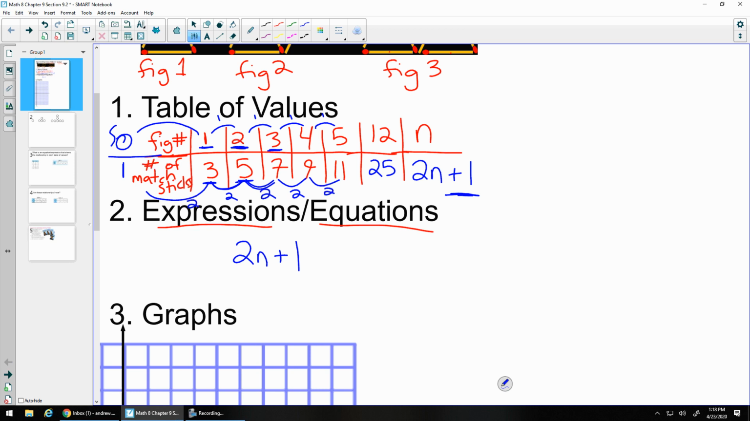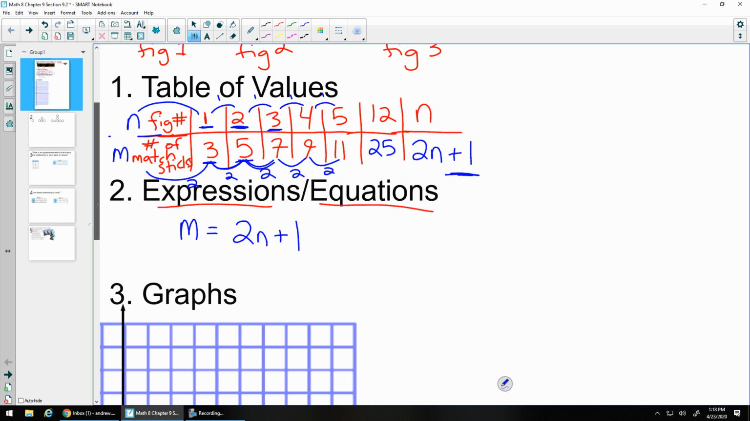You could also say, if n is figure number, and m is number of matchsticks, you could say the number of matchsticks m is equal to 2 times the figure number plus 1. So this would be our equation. Now that there's an equal sign, that could be an equation that we could show the relationship.